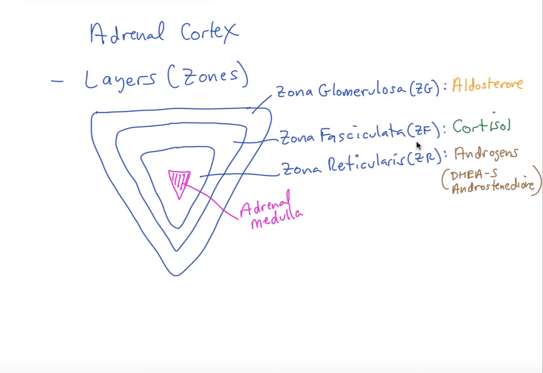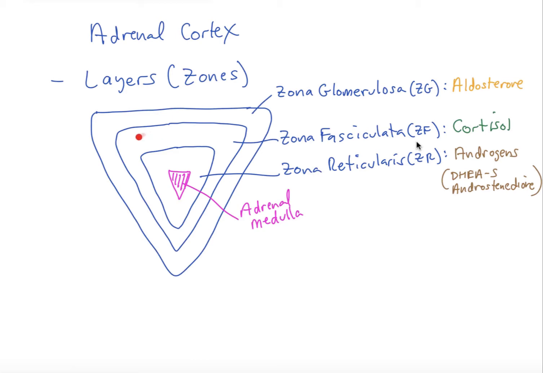So now we're going to talk about the adrenal cortex, which is the outer portion of the adrenal gland. The adrenal cortex is made up of 3 layers or zones, and I have them illustrated here. The outer zone, called the zona glomerulosa, we can call that ZG. The primary hormone that's made here is aldosterone. That's a steroid hormone that has important effects in the kidney that we can talk about later.